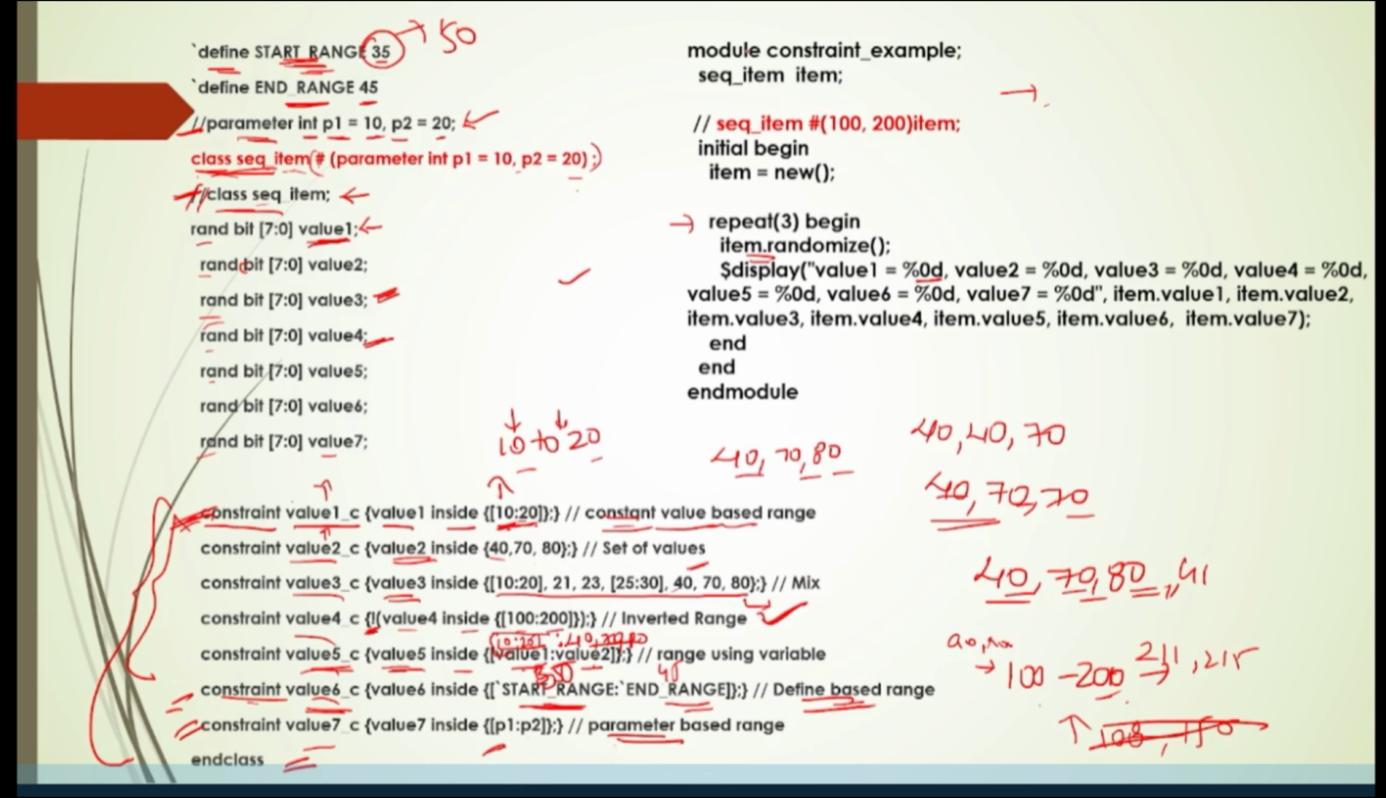So now coming to the module. Now if you see here, everything is done. Here I am randomizing it 3 times and I am getting the display values for all these items. Okay, got it. As I told you, try to execute this on the EDA Playground.